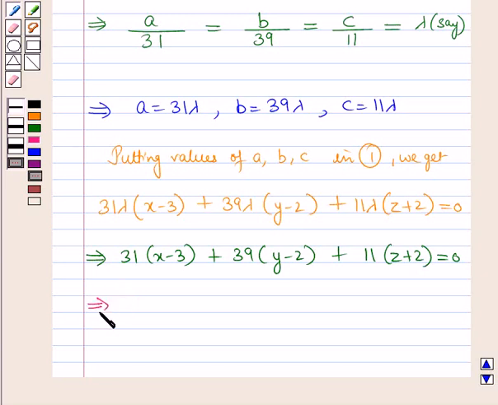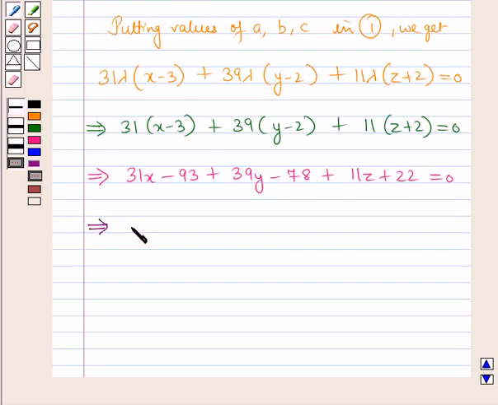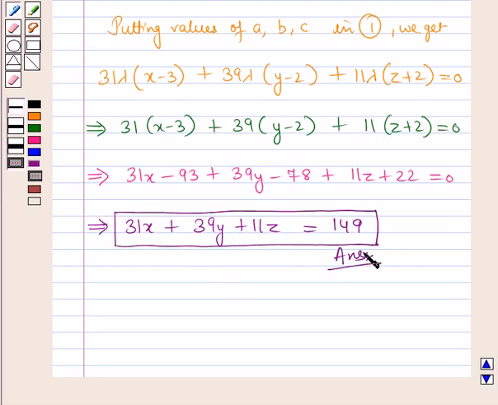which further implies 31x - 93 + 39y - 78 + 11z + 22 = 0, which implies 31x + 39y + 11z = 149. So this is the required equation of the plane. And this is the solution of the given question.